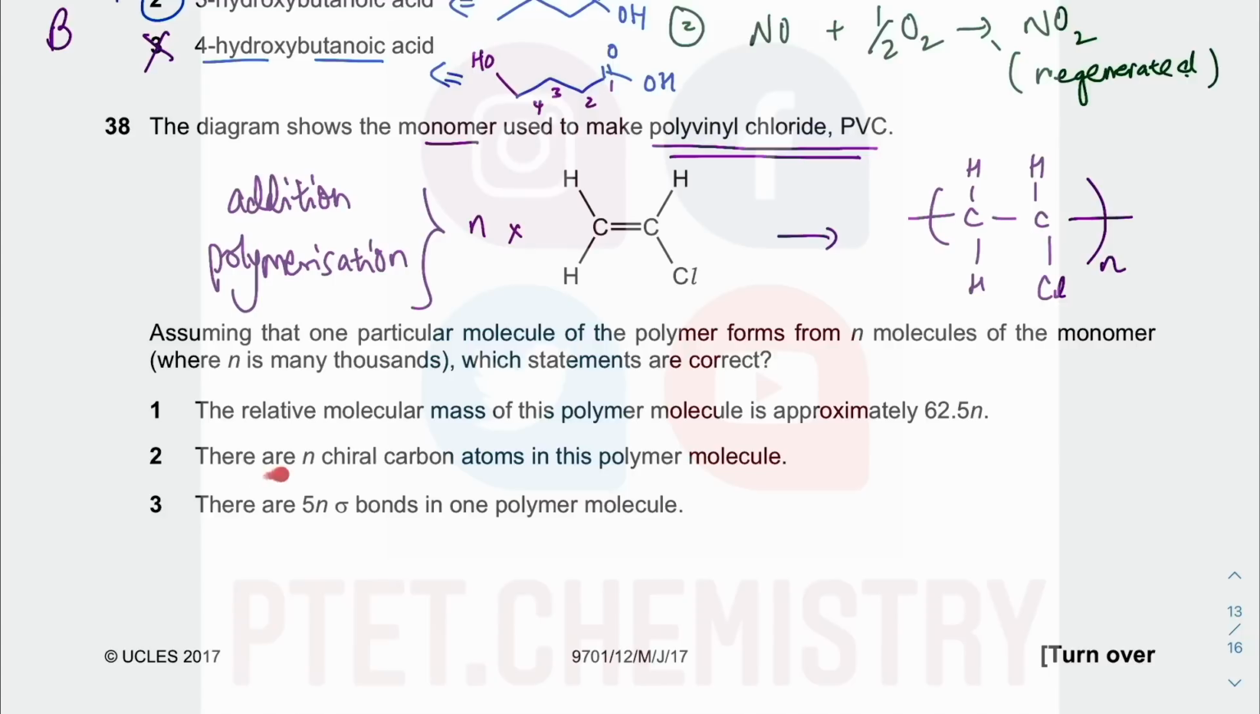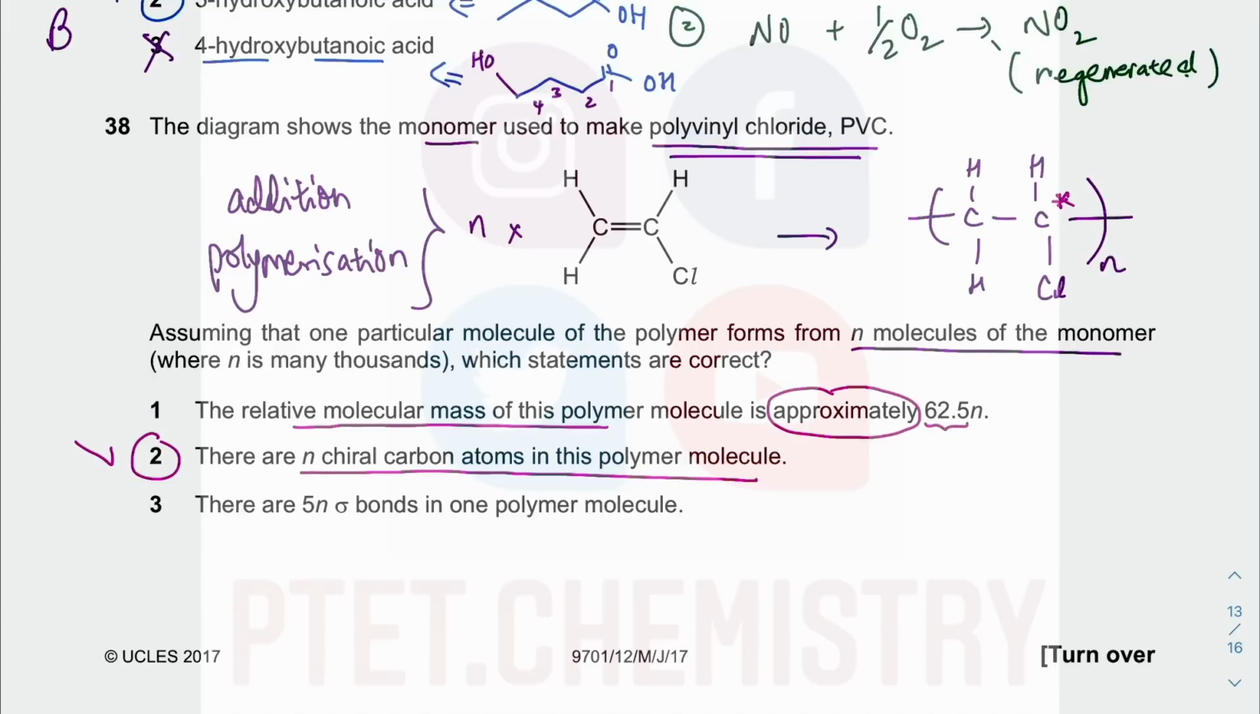So if we look at that, there are n chiral carbon atoms in this polymer molecule. If I have n molecules of the monomer, I will have n repeating units of these, and each one of these has a chiral carbon, CHCl. This group here is different from this group here, so that is chiral. So therefore we are looking at n chiral carbon atoms in the polymer molecule, and that is precisely correct. Okay, so let's check number 1. The relative molecular mass of this polymer is approximately, so they're not saying exactly. Where did I get 62.5? Well, check the molar mass of this.